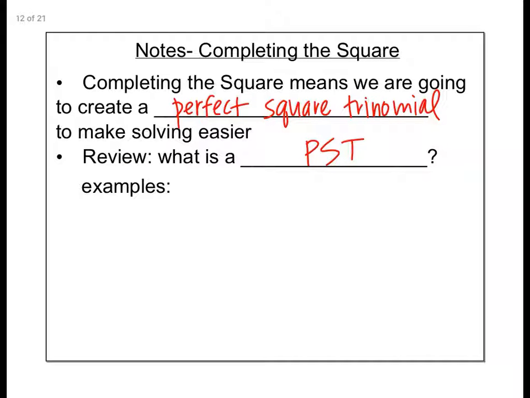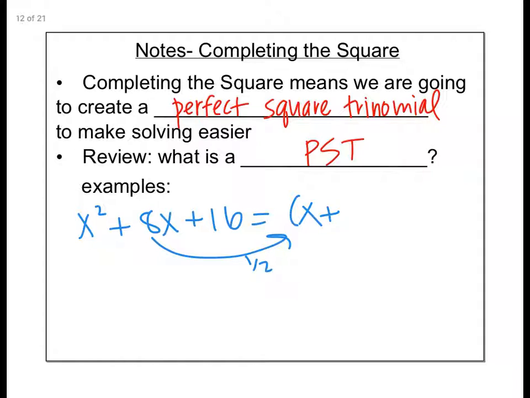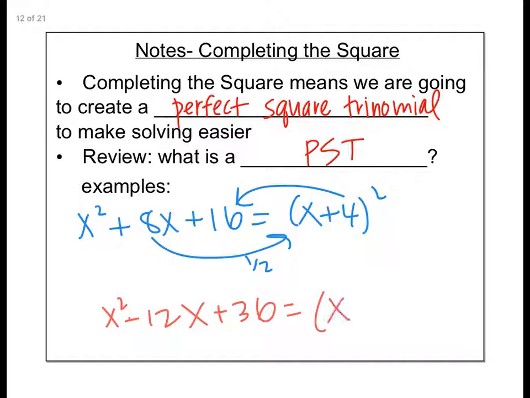Okay, so the biggest thing is that completing the square means we're going to create a perfect square trinomial to make solving easier. So we already reviewed what a perfect square trinomial is, but if you want a couple more examples, another one would be x squared plus 8x plus 16. And in factored form, that would be x plus, well, I take half of that to get 4, and then I would square that to get the 16 there. Another example would be x squared minus 12x plus 36. If I was going to factor that, I'd get x minus 6, that's half of negative 12, and square that.